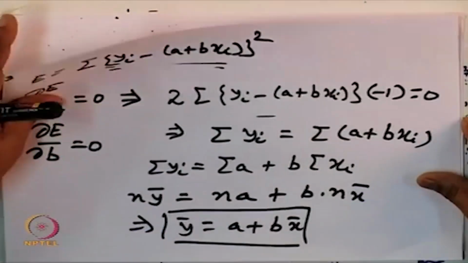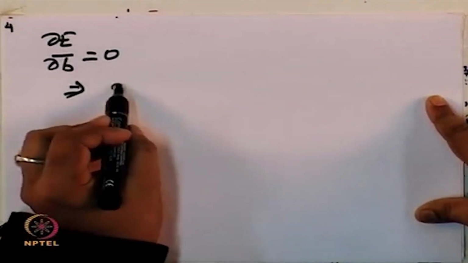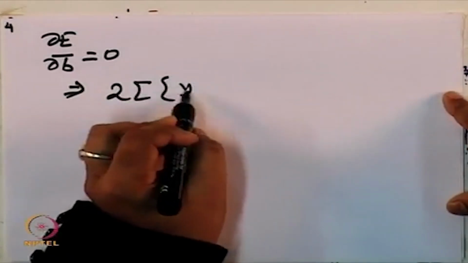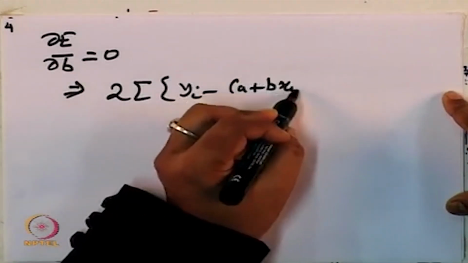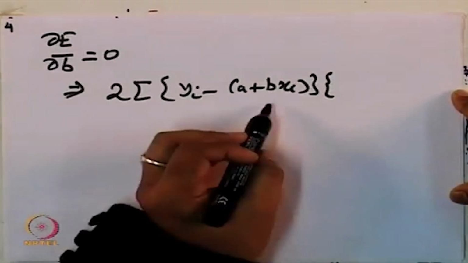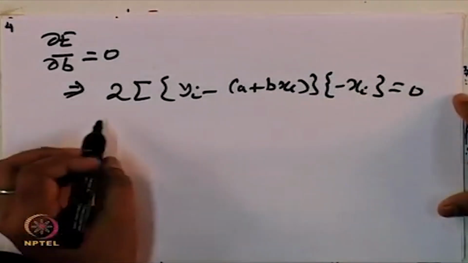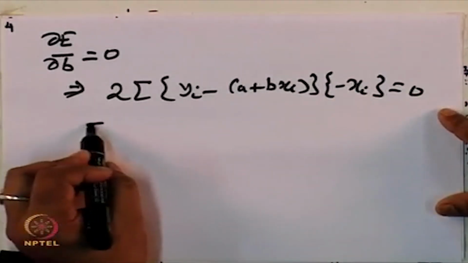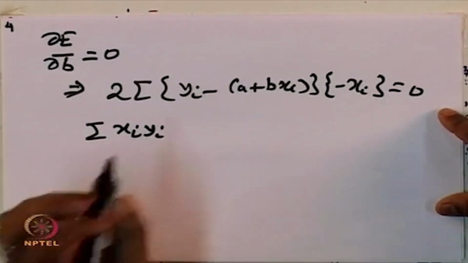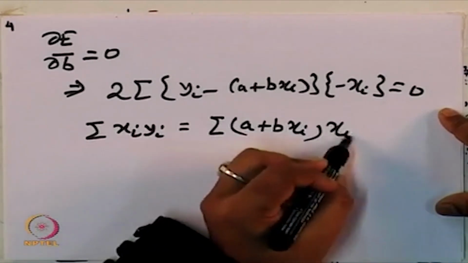Okay. This gives me the equation y bar is equal to a plus b x bar. So let us do the other expression, del E del B equal to 0 would imply 2 summation, the first part remains the same. The only thing is now I have to multiply with this, taken a derivative of this with respect to B, which is nothing but minus xi. Okay. So, I can simplify it, I can get rid of 2 and minus. So, I can write it as summation xi yi is equal to summation of a plus b xi into xi.